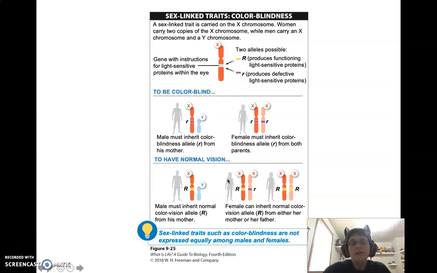So females have an extra chance to get a good copy of that X chromosome with the correct version of any of the genes that are sex-linked. This isn't the only condition. There's also a type of hemophilia that is sex-linked as well as a couple of other conditions.